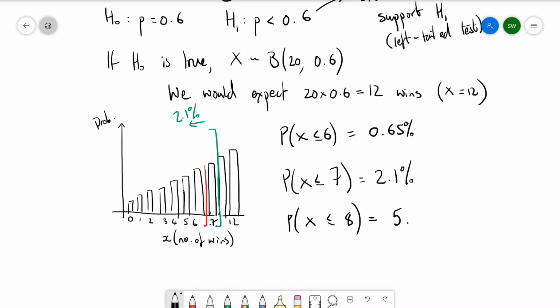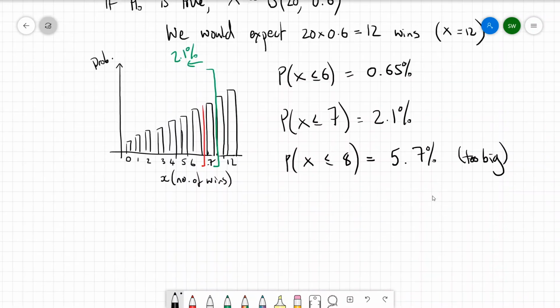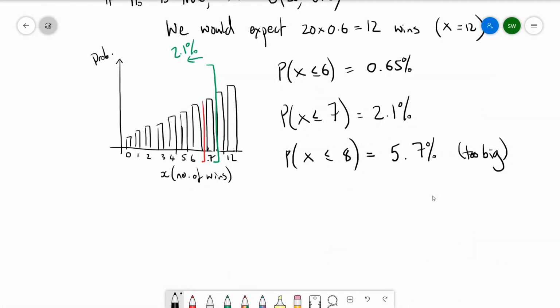If we do that, we'd get 5.7%. So this is too big. This would mean that the probability of being in our critical region, if H0 is true, is 5.7%, which is too big. So our critical region is going to be x is less than or equal to 7.